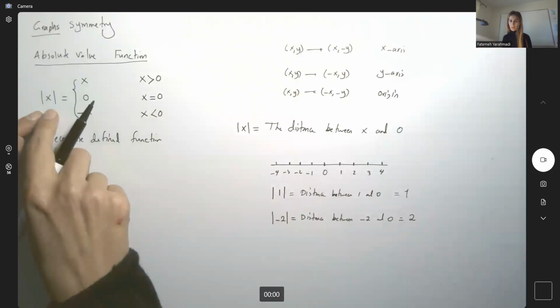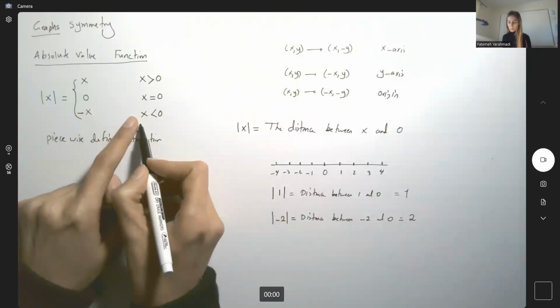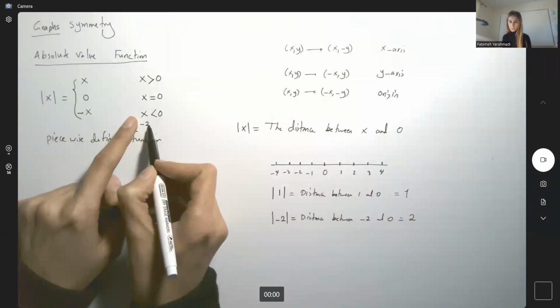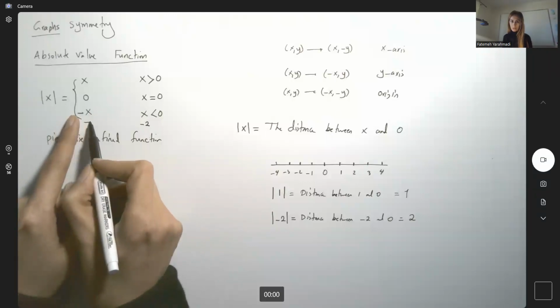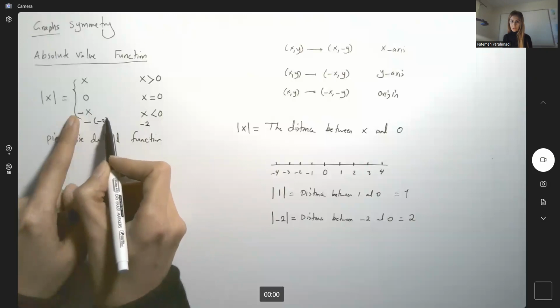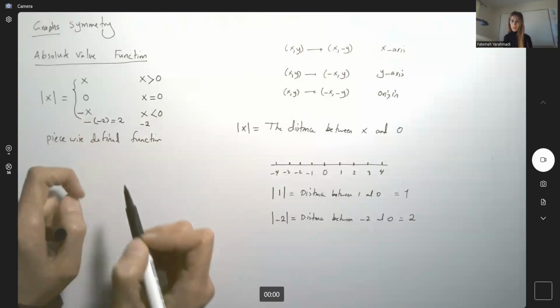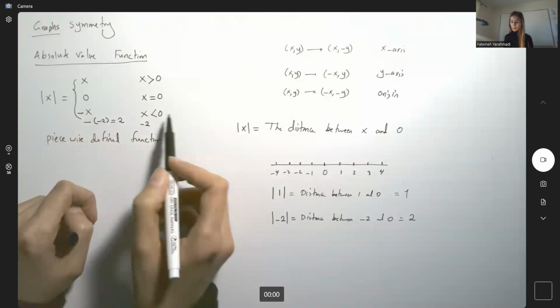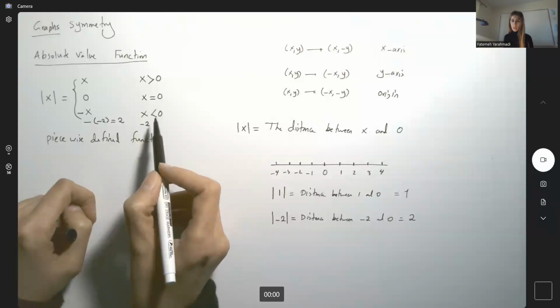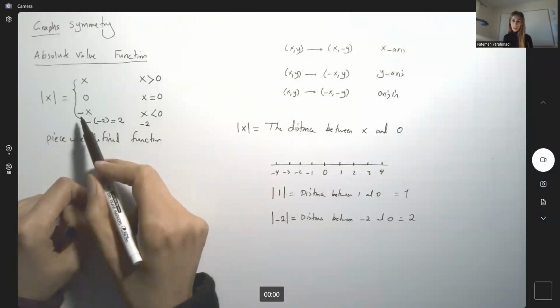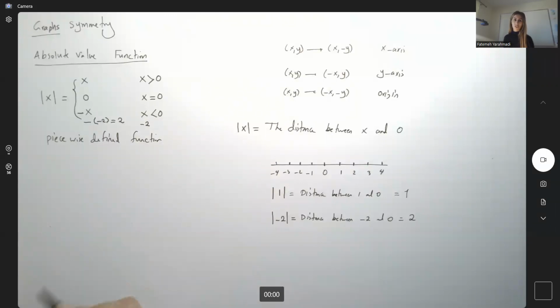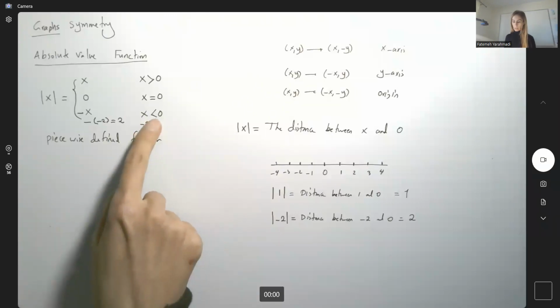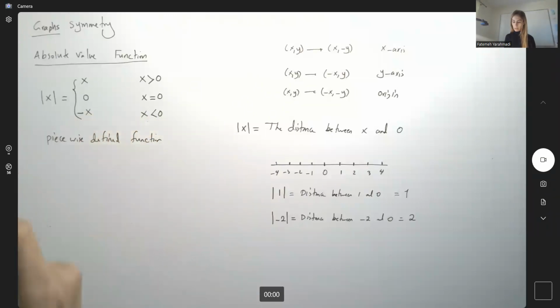So take a look at the definition. x is -2. The absolute value must have a negative sign in front of -2, so it gives you a positive number as distance. That's why whenever you have a negative number, you must have a negative sign in front of your x, using the definition of absolute value. But let's talk about the symmetry of this function.